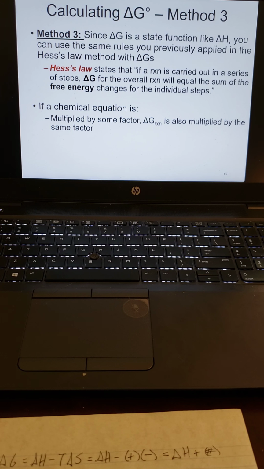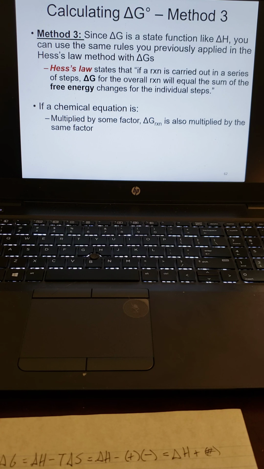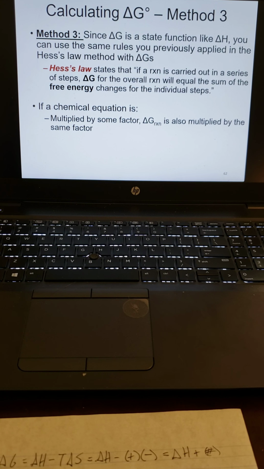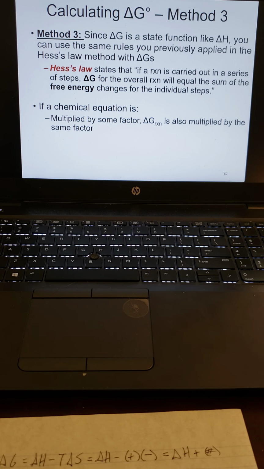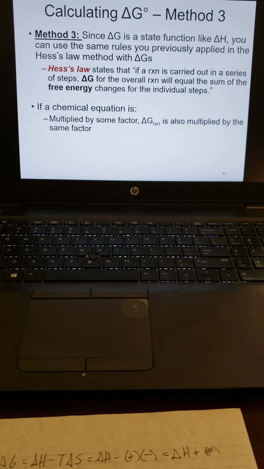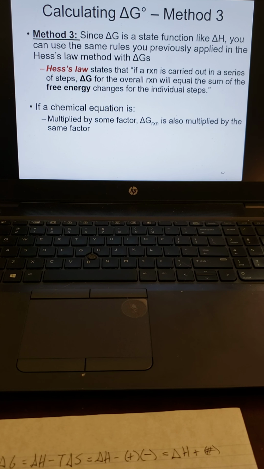So let's talk about what happens. All right, so what were the rules we learned in chapter 9? Well, we learned that if we needed to double a reaction, we needed to double the delta H. So that's what we're going to do here. If we double a reaction, then we need to double the delta G for that reaction. If we cut it in half, then we need to cut the delta G in half, right? Back to the good old days.